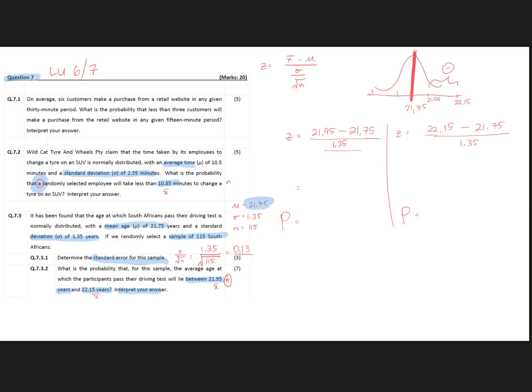And then it's over the root of n. So over the root of n, and n is 115. Okay, so 115 as your denominator of the denominator. And then you put this onto your calculators, and this would give you 1.59 for the first one. And the second one would give you 3.18.